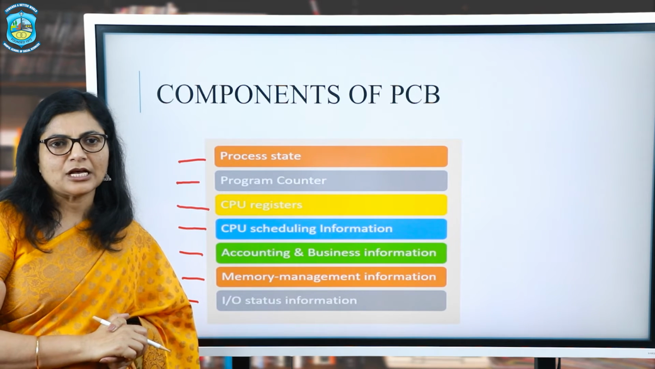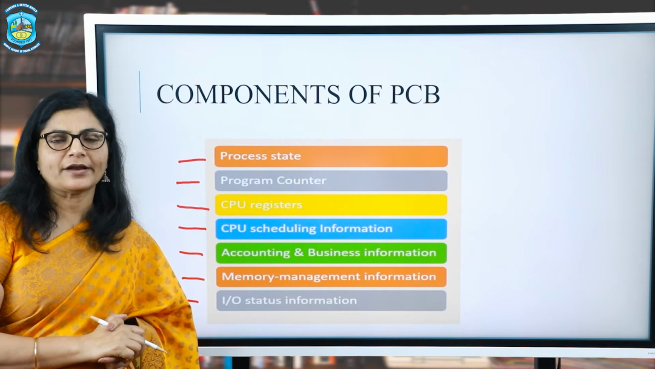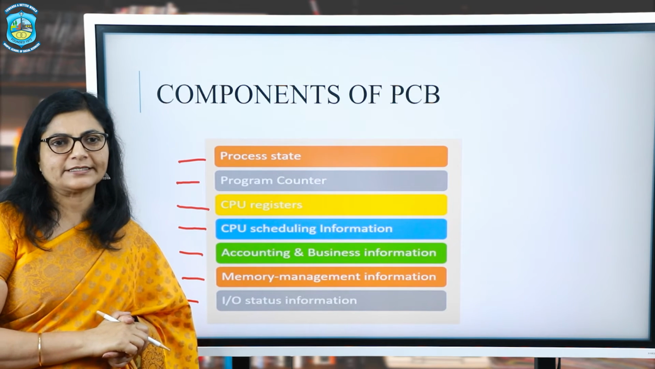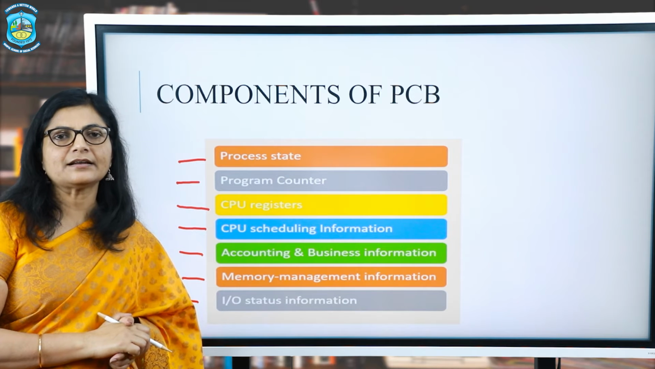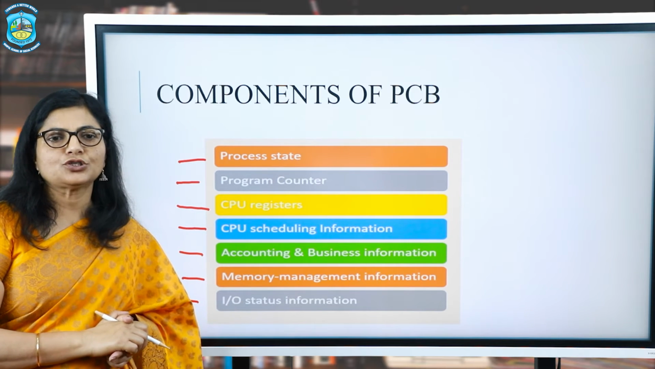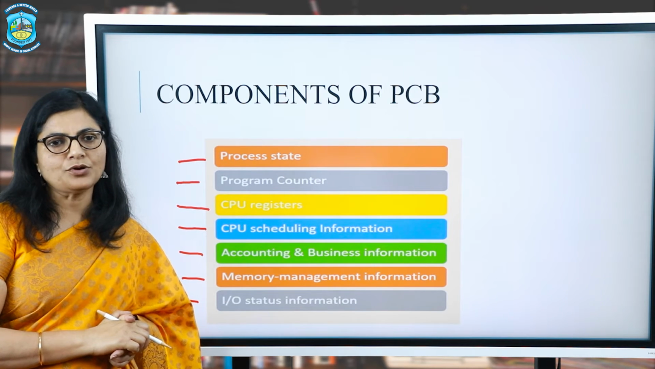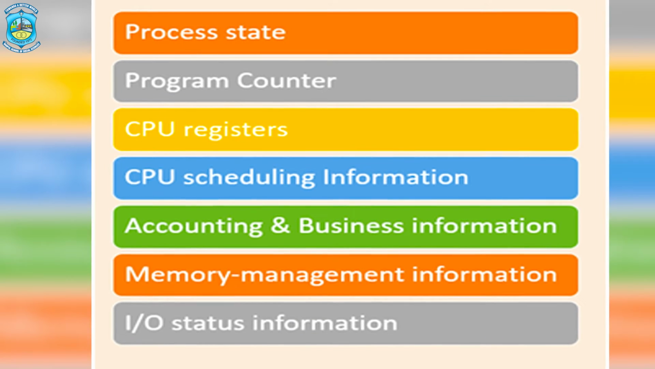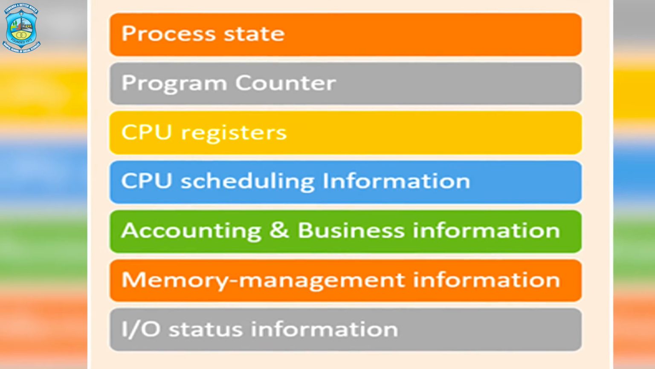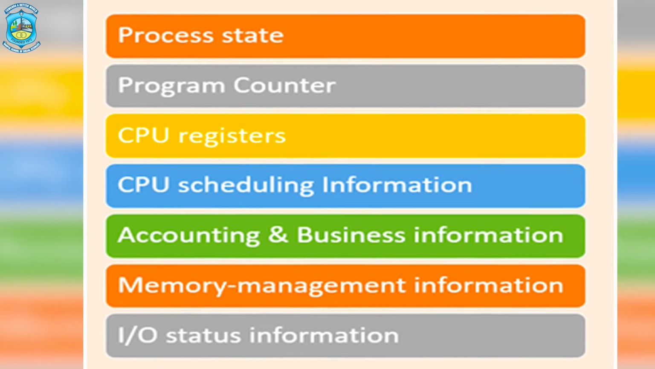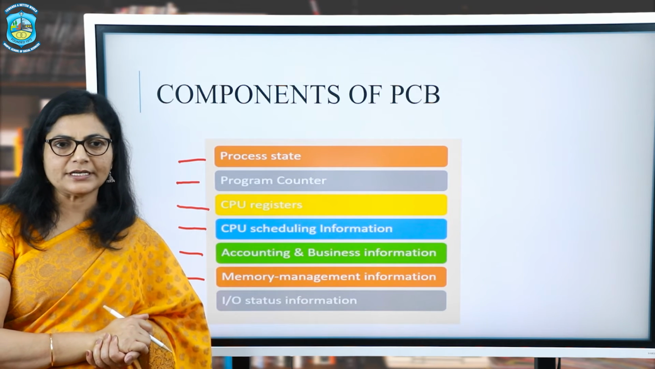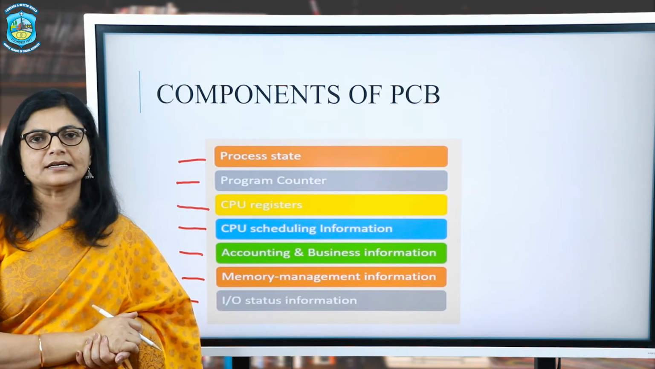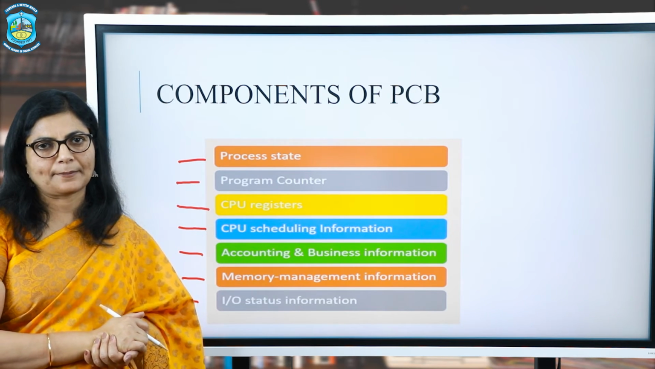Whenever a processor switches over from one process to another process, information about the current status of the old process is saved in the register along with the program counter, so that the process can be allowed to continue correctly afterwards. The next component is CPU scheduling information. This component includes a process priority, pointers to scheduling queues, and various other scheduling parameters.